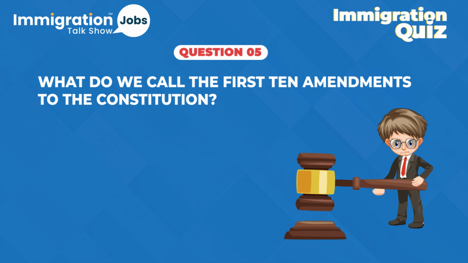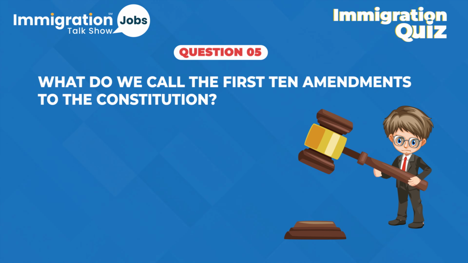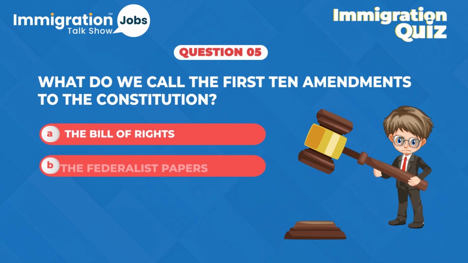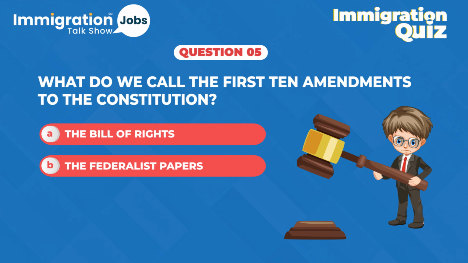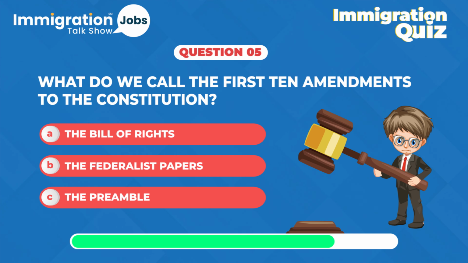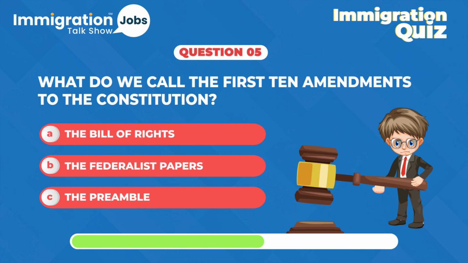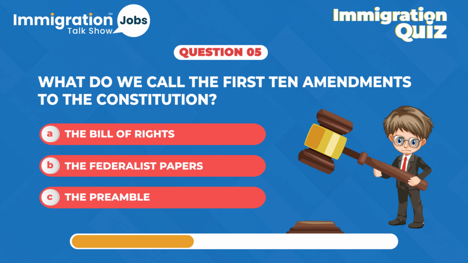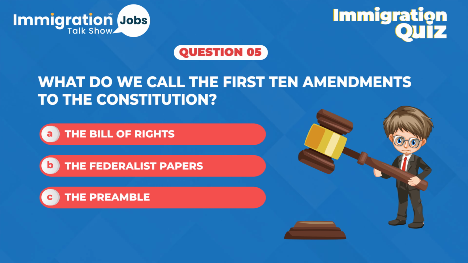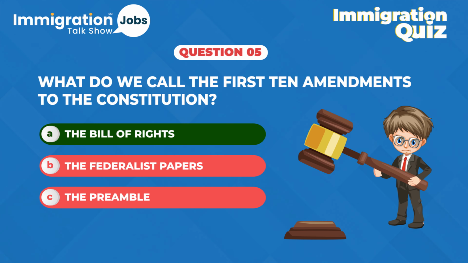What do we call the first 10 amendments to the Constitution? Option A, the Bill of Rights. Option B, the Federalist Papers. Or Option C, the Preamble. And the correct answer is Option A, the Bill of Rights.